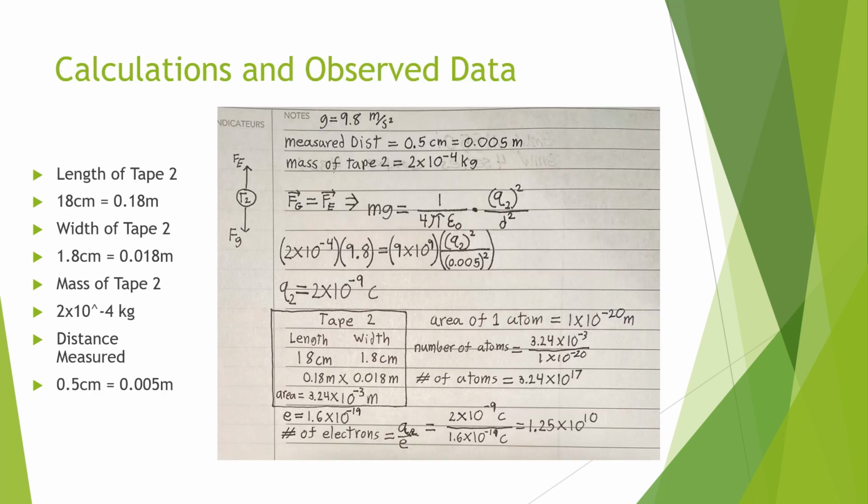In our experiment, we had to float one piece of tape on top of the other using the electric forces generated by pulling the pieces of tape apart. Here you can see my calculations and observed data. You can see that for the charge of the second piece of tape, the one that was floated, I got 2 times 10 to the negative 9 coulombs.